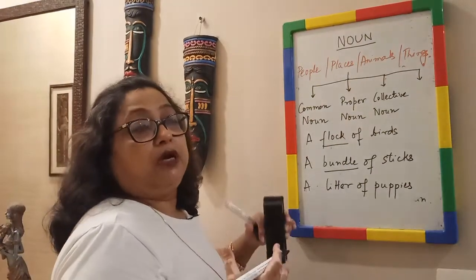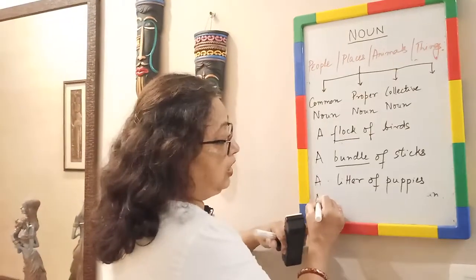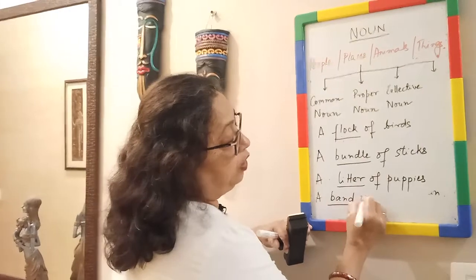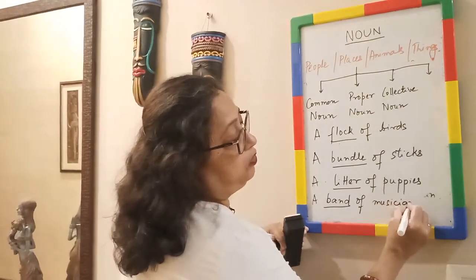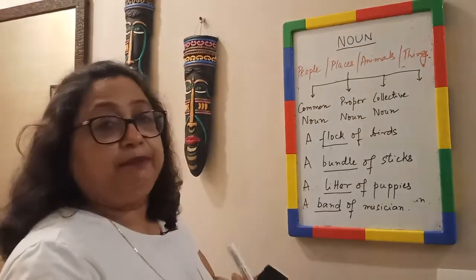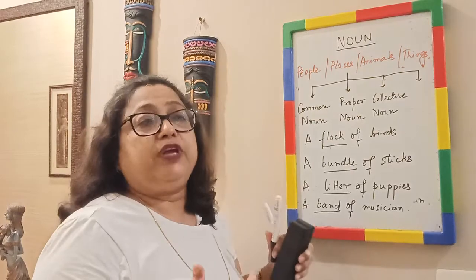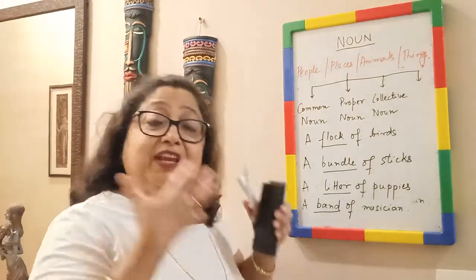Okay. Suppose a group of musicians are performing together. What we will call a band of musicians. Band. Band of musicians. Here I can give only a handful of examples, because otherwise the video will become very lengthy. You have a whole list of collective nouns, and they are very interesting also.